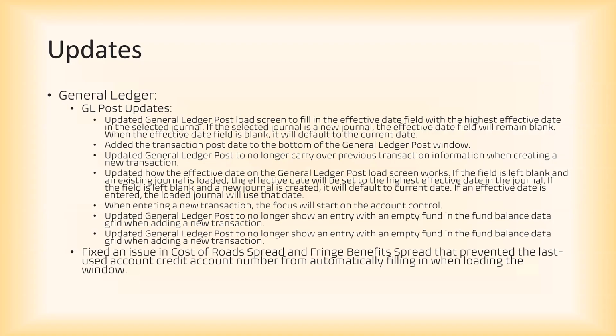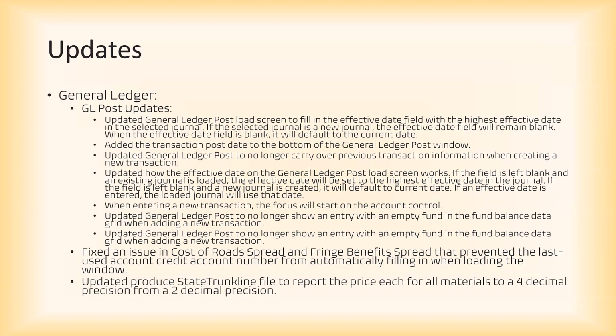And then outside of GL post, we fixed an issue in the cost of road spread and the fringe benefit spread that prevented the last used credit account number from automatically filling in when loading the window. So we do save the last used account, and it wasn't loading. Now it automatically fills in the account control at the bottom.